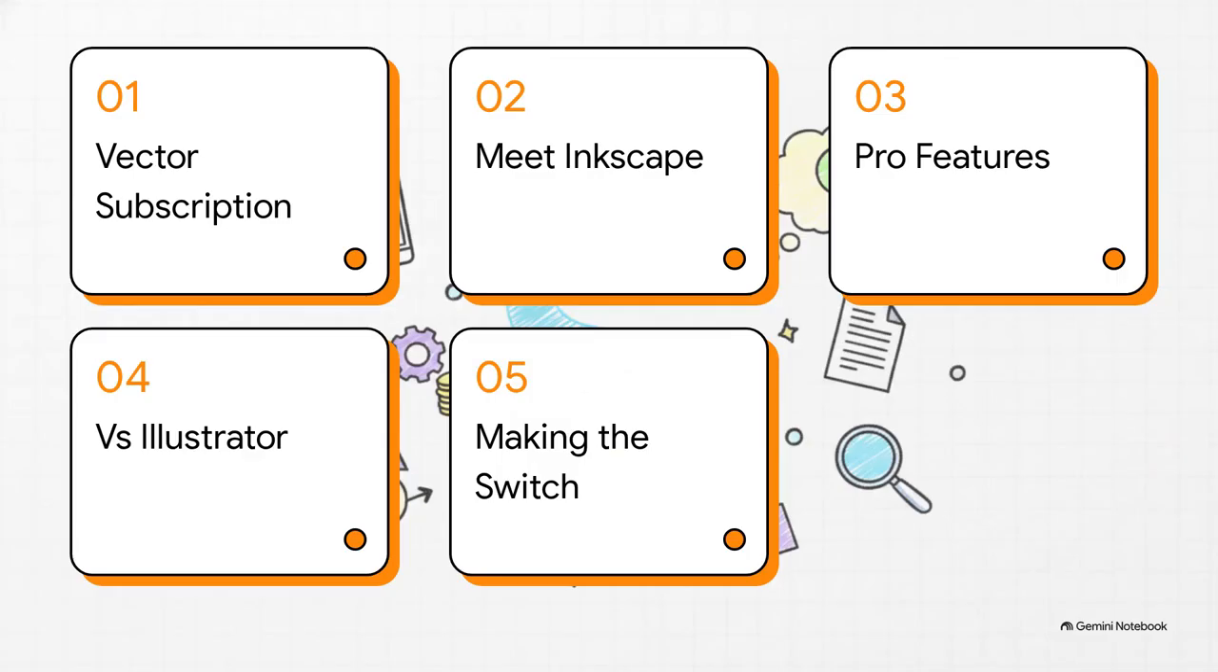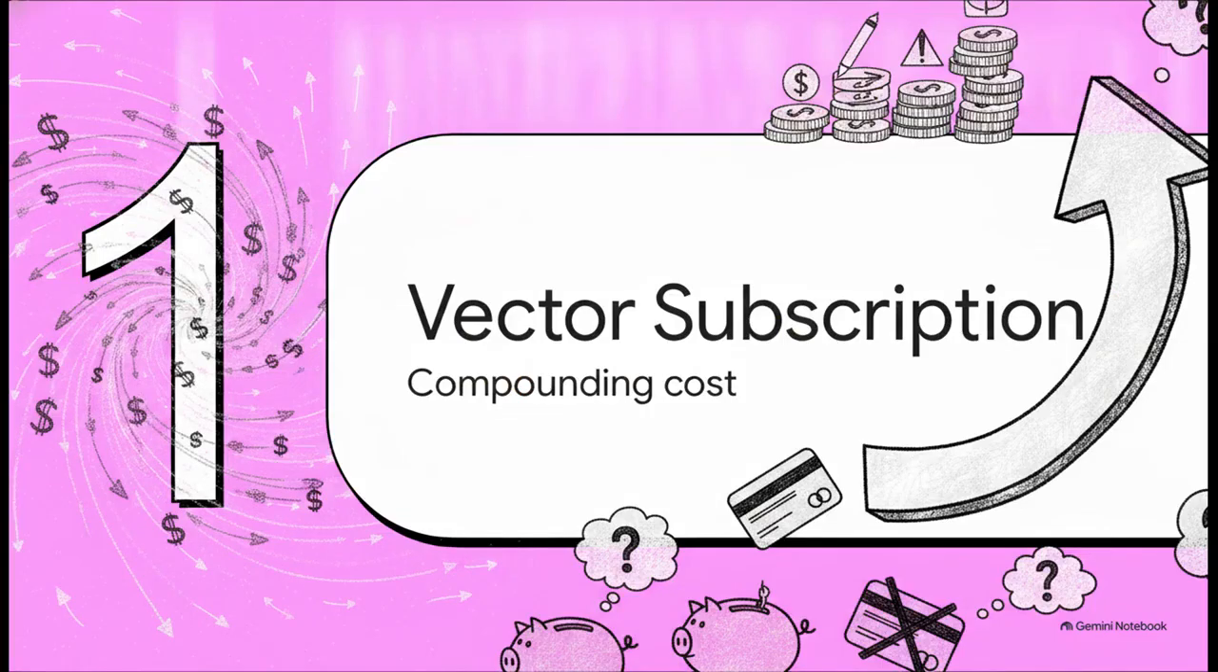Today on the agenda, we've got 5 key areas to hit. First, the vector subscription problem. Second, we'll meet Inkscape. Third, we'll explore its professional features at zero cost. Fourth, we're going to weigh Inkscape versus Illustrator. And finally, we'll talk about making the actual switch. Let's kick things off with Section 1, the vector subscription problem, and that compounding cost of creative software.